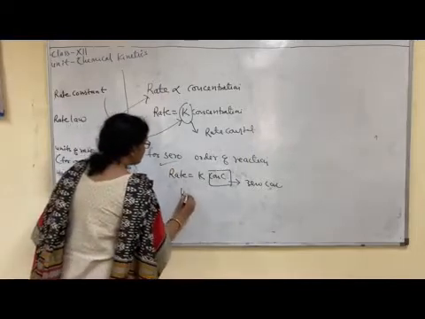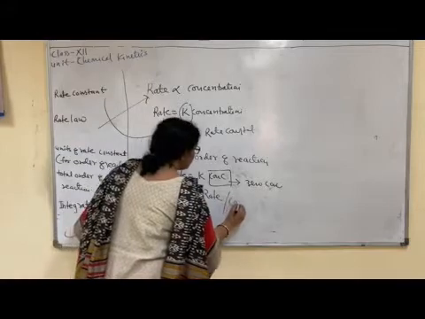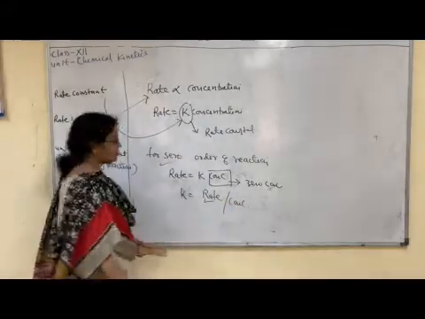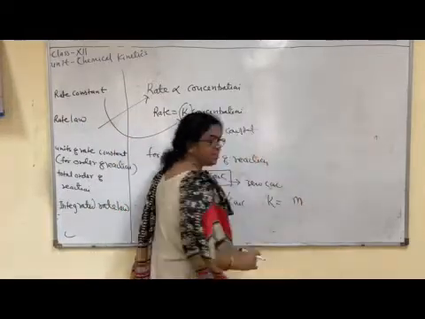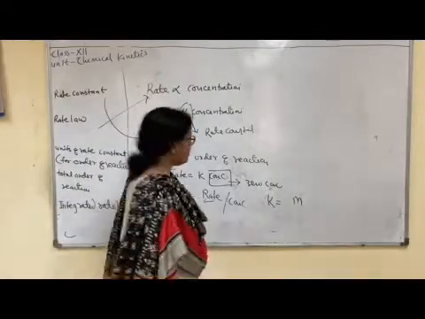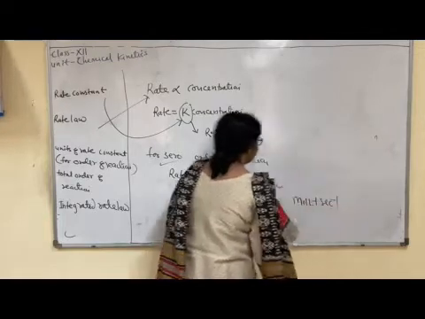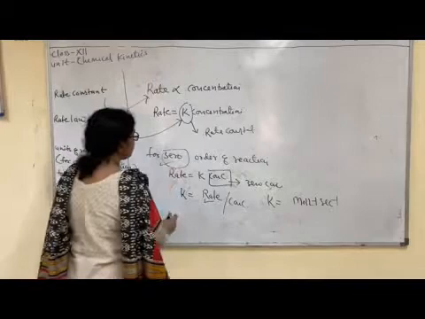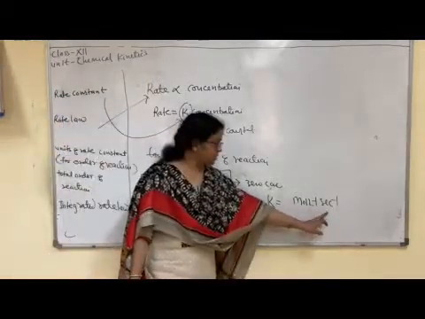So what is its unit? K is equal to rate upon concentration. Only one term is left, which is the rate. Unit of K is equal to unit of rate, which is mole, liter inverse, time inverse. If time is second, then second inverse. So what is the unit of rate constant for zero order of reaction? Mole, liter inverse, second inverse.